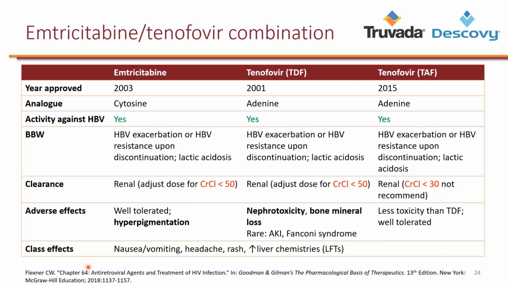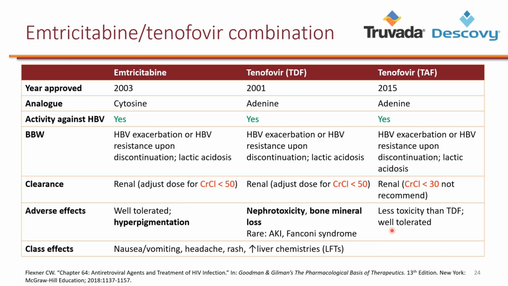Generally speaking, these drugs are very well tolerated. Emtricitabine specifically can cause hyperpigmentation. TDF can cause nephrotoxicity and bone mineral loss, and this in fact is the reason that we came up with a new formulation, tenofovir alafenamide, which still does have nephrotoxicity and bone mineral loss, but it's significantly less compared to TDF, and I'll explain that more.